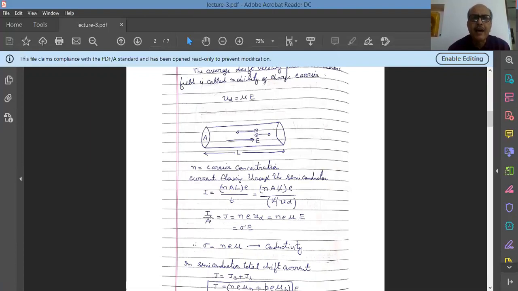So this I upon A is now J. We know Ohm's law: J is equal to sigma E. So J is here, E is here, and we can write down the conductivity sigma of the metal as n into e into mu. n is the electron concentration, e is the electron charge, and mu is the mobility of electrons. Suppose now we have a semiconductor.